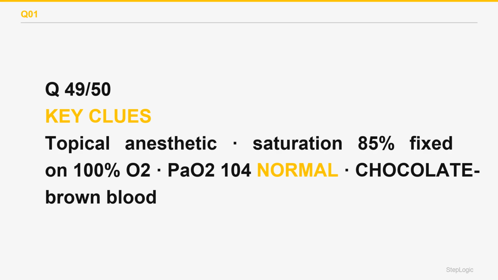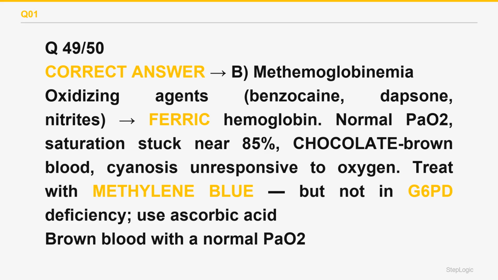The visual signature is chocolate brown blood that does not turn red on exposure to air, and the saturation reading plateaus near 85% and will not rise with supplemental oxygen. Treatment is methylene blue. The correct answer is B.